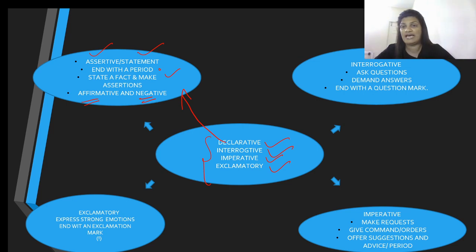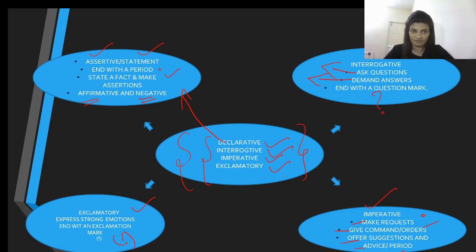Number 2, we have interrogative sentences, and these sentences ask questions. They demand answers and they end with a question mark. And then you have the imperative sentences, which make requests, give commands or orders, or offer suggestions and advice, and they end with a period. Then you have exclamatory sentences which express strong emotions and end with an exclamation mark. So these are the types of sentences that we have.